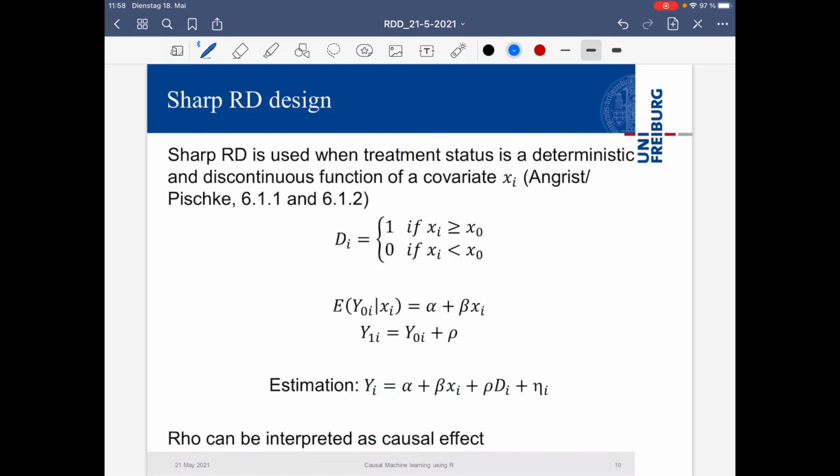Well, this is now just a repetition of sharp RD. The dummy variable equals 1 if x_i is above the threshold, which is 50. So if a person is 50 plus, including 50, then they get the treatment, and otherwise they don't get it. And the rho here can be interpreted as a causal effect, and that's just an OLS estimation, controlling for some other observables.